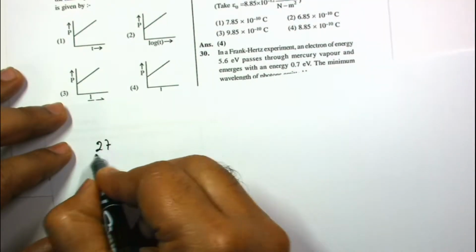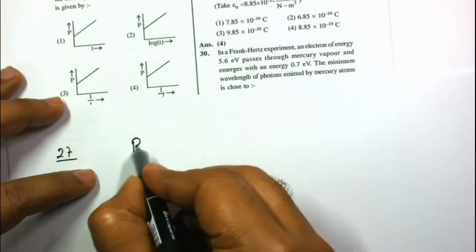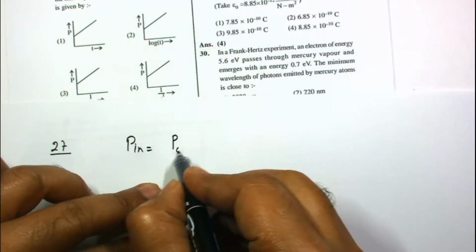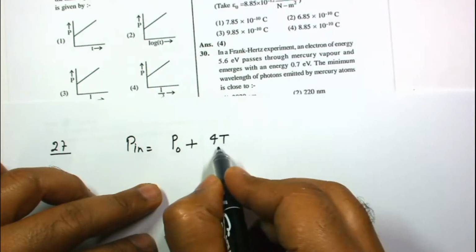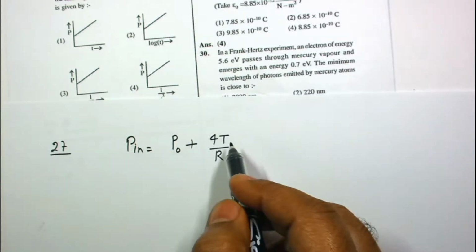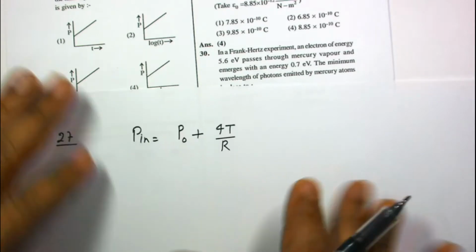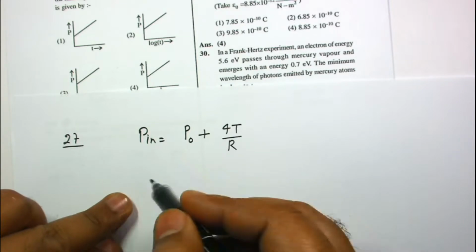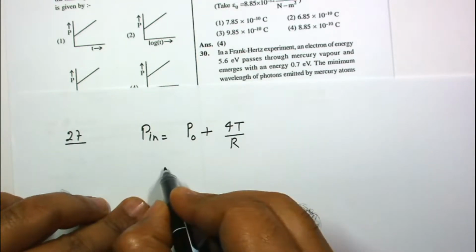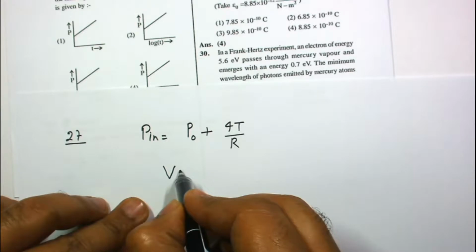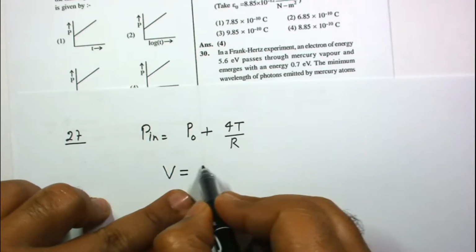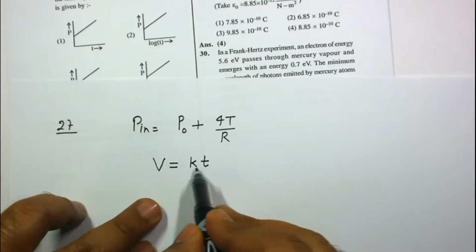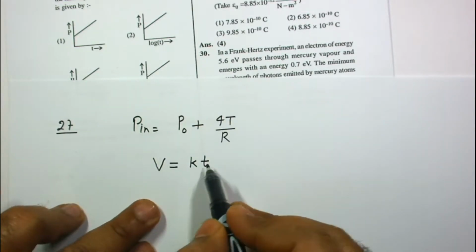Question number 27. Pressure inside is equal to pressure outside of the bubble plus 4T by R, where T is surface tension and R is the radius of the bubble. This is the excess pressure 4T by R. We are given that volume is increasing at a constant rate. So I am assuming volume as a function of time, and V is given by some constant K into time T. So the rate dV by dt is equal to K. It is constant. K is a constant.